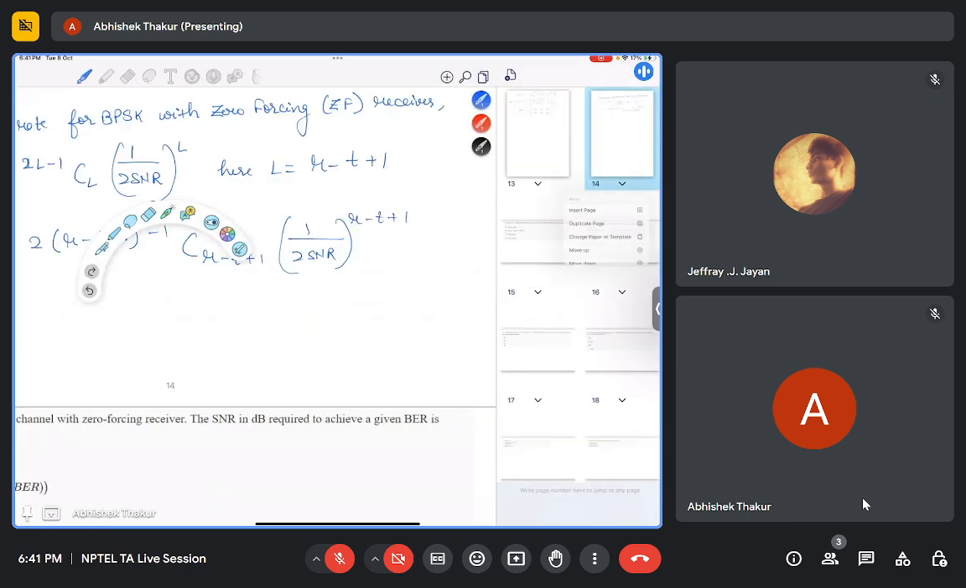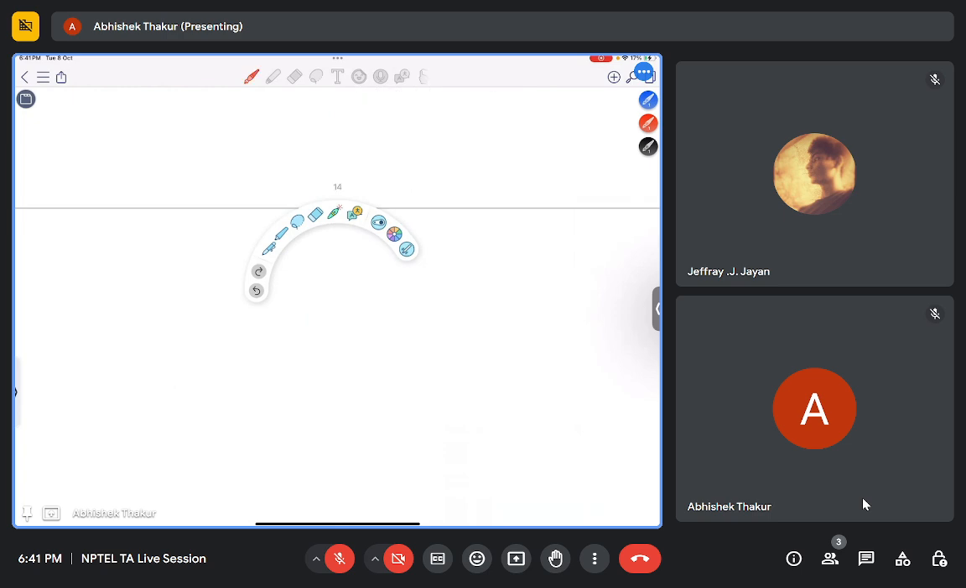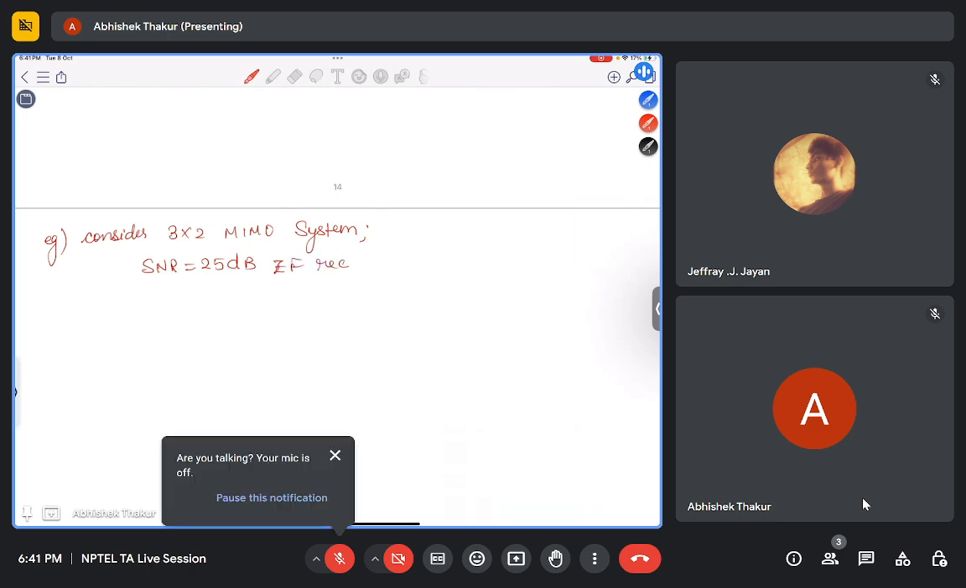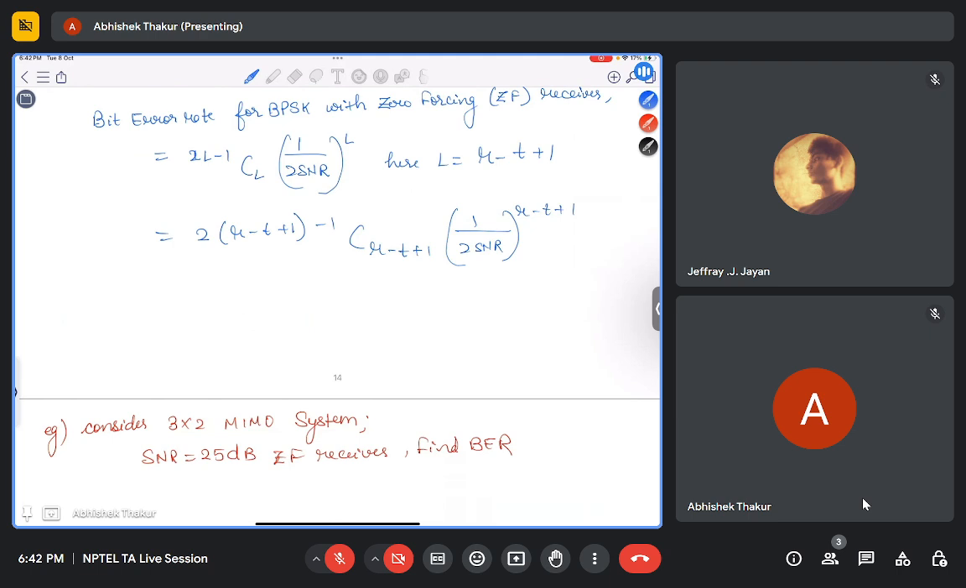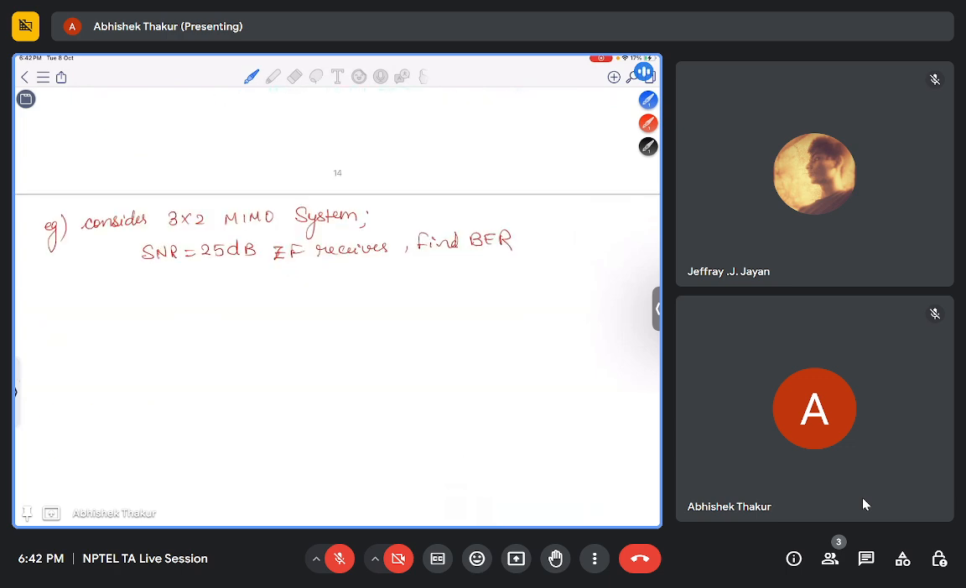So let's consider a small example. Consider a 3 cross 2 MIMO system whose SNR is equal to 25 dB using the ZF receiver. Find the bit error rate. We have just studied the formula of bit error rate. The same we will use as for the MRC. The only thing is we have to use L equal to R minus T plus 1.